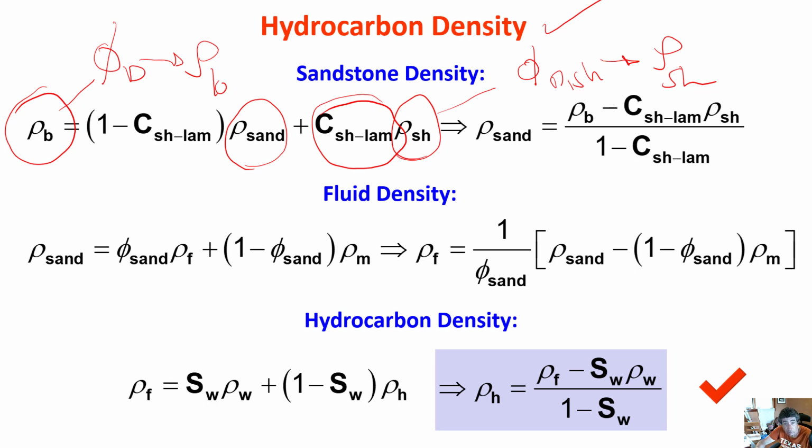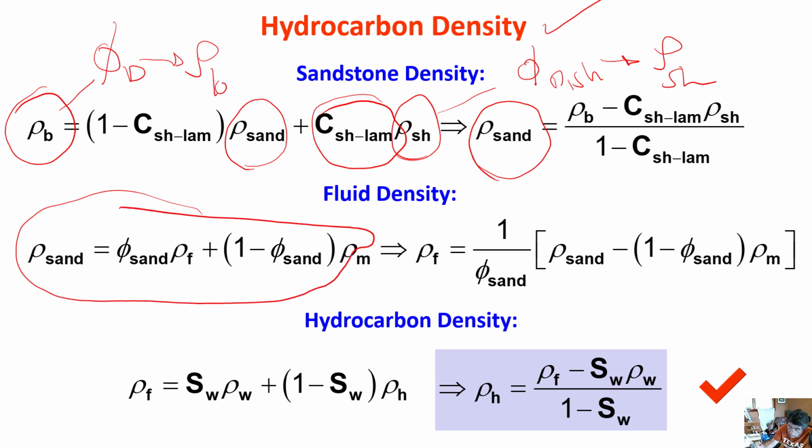So this is just another mixing law. That's the mixing law that I showed before. So we solve for sandstone density from this formula. And now, from that solution, we realize that the sandstone density is a weighted volumetric average of the porosity of the sandstone, which we calculated before, the density of the fluid that we have in the sandstone, and also the solid fraction, which is the density of the matrix.